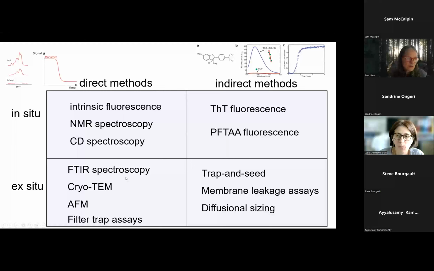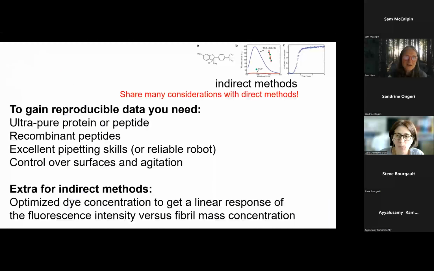Ex situ examples you can do also indirect, so trap and seed. You can trap fibrils and then use them to seed new monomers. You can do membrane leakage assays. That's often used to maybe not follow the fibrils, but intermediates in the reaction. Diffusional sizing can also be a very good way of sort of indirectly monitoring what's going on. So you measure the average diffusion rate in a sample, or the distribution depending on your setup. But we'll talk here about the thioflavin T fluorescence and the fact that it's an indirect method.